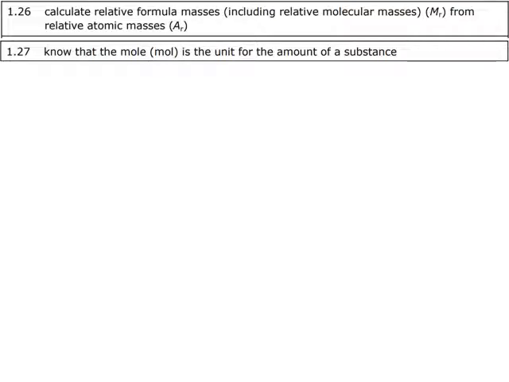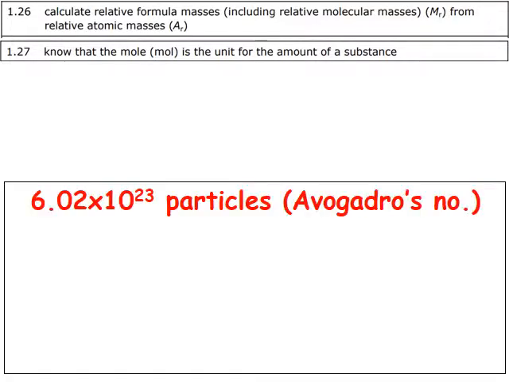the amount of substance. So in chemistry, chemists don't like to use grams or kilograms or anything like that, because it doesn't tell us the number of particles that are reacting together. So we use something that's more accurate, which tells us the number of particles present, and that is called the mole. Now, one mole is equivalent to this number.